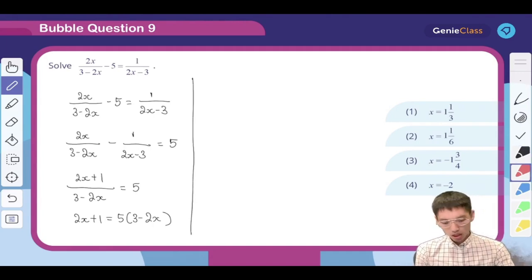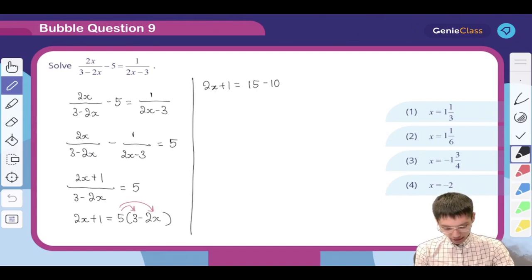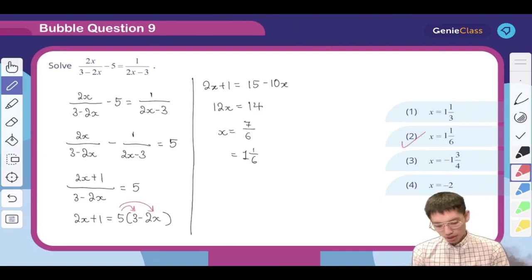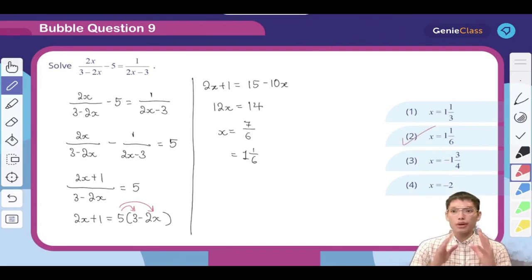Simplify further. Remember, all your laws come into play. Distribute them equally. I'm going to have 2x plus 1 equals to 15 minus 10x. Simplify more. 12x is equals to, in this case, 14. And I will have x is equals to 7 over 6 in your calculator. 1 over 6. Henceforth, this answer over here. Alright, so just to take note of the manipulation and when you simplify your algebraic expressions.